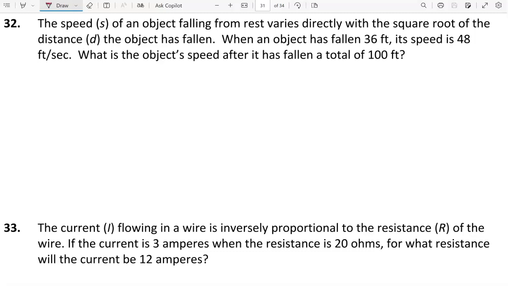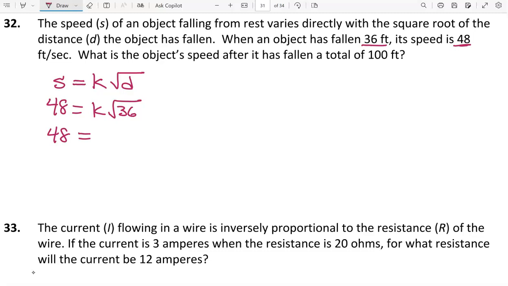In 32, the speed s of an object falling from rest, so s varies directly, that means equals k times the square root of the distance, so square root of d, that the object has fallen. When the object has fallen 36 feet, so that would be a value of d, its speed is 48 feet per second, so I'll replace s with 48. So it looks like 48 is equal to 6 times k, and that gives us k equal to 8. And so from here, our variation equation is s is equal to 8 times the square root of d.